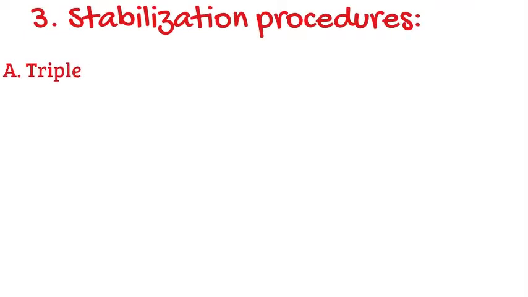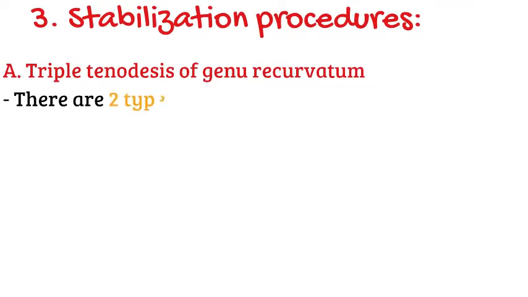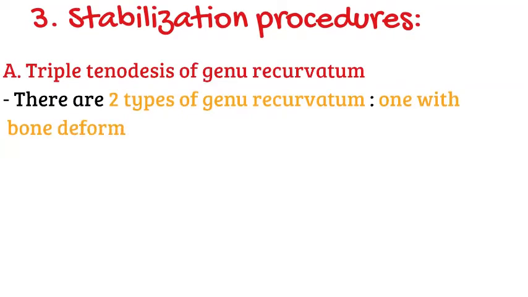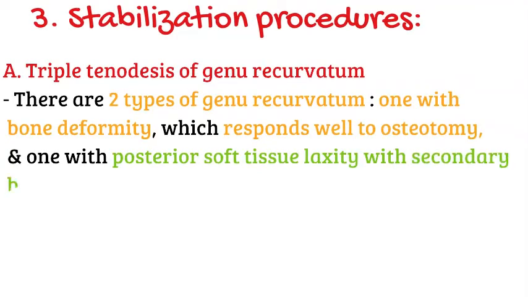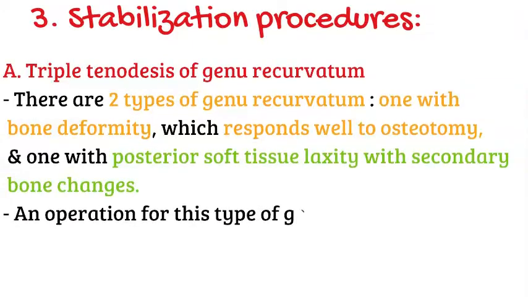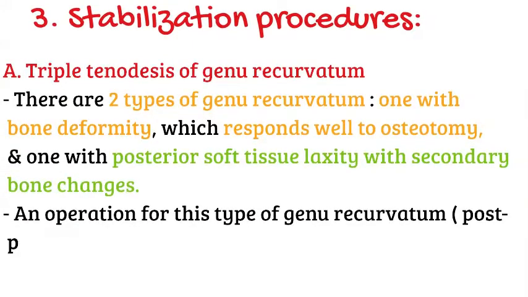Number 3, indication for tenodesis is for stabilization procedures. Example A, triple tenodesis of genu recurvatum. There are two types of genu recurvatum. One with bone deformity, which responds well to osteotomy, and one with posterior soft tissue laxity with secondary bone changes.